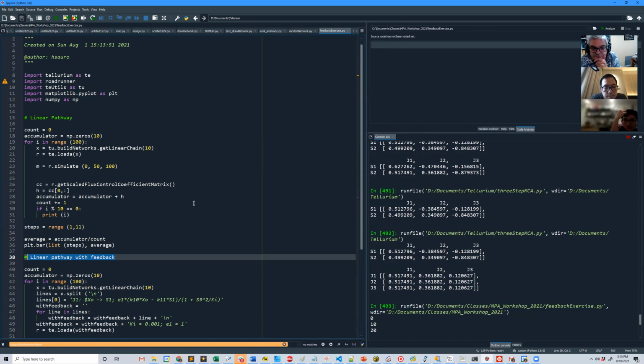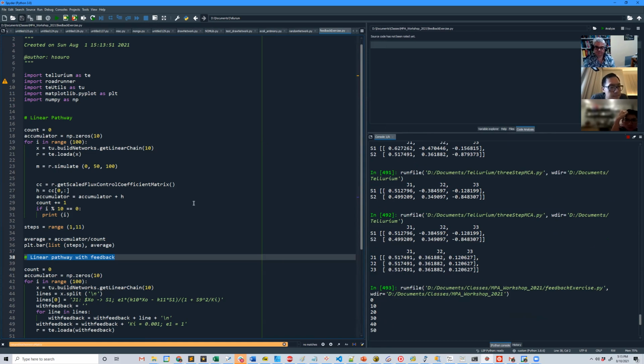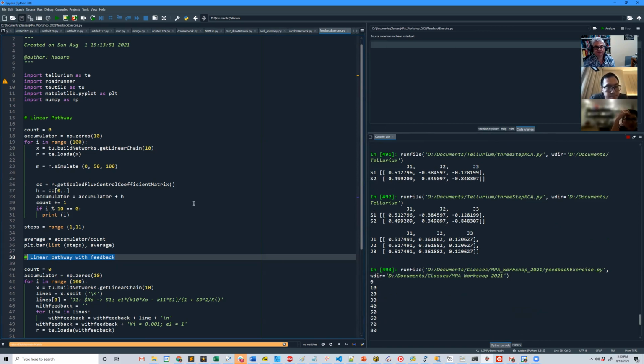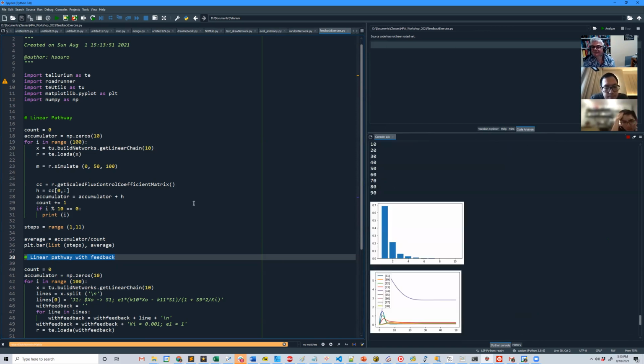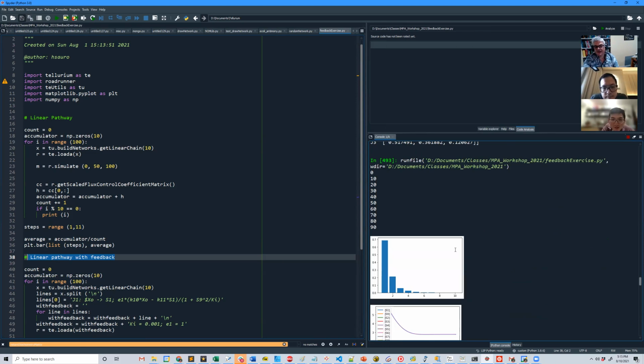It won't take too long. So it's doing 100. And we observe something interesting. You think it just might be random. Okay, there you go. That's the average distribution of flux control coefficients in 100 random networks. And you see there's a pattern. The average distribution is not random. So we'll come back to why that is the case on Thursday, I think.